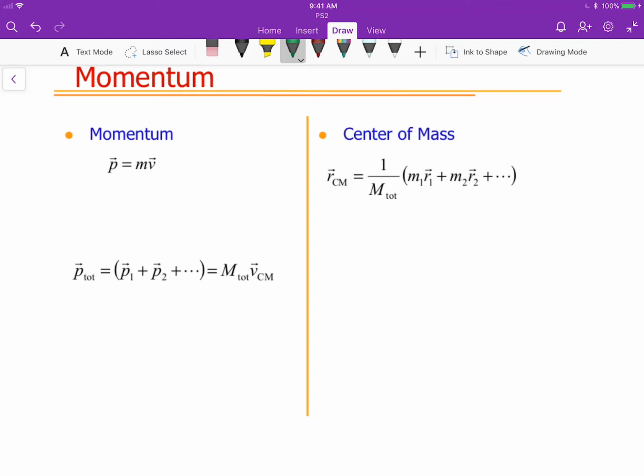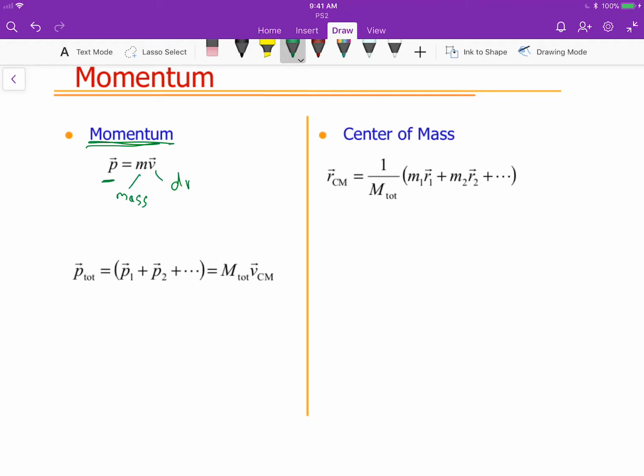So the first concept that we learned in class was momentum. This was our starting point. And so our definition of momentum was basically momentum, which is a vector, is equal to the mass times the velocity, which is a vector. Remember, scalar times a vector is another vector.